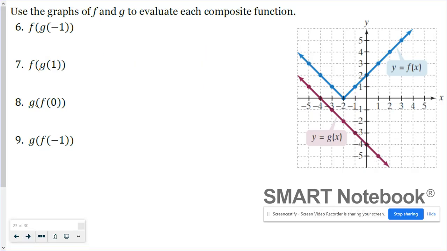Number 8, start on the inside. F of 0. F is in blue. Find that point. So when x is 0, y is 2. So now this is g of 2. Find it on the graph. G is in red. Find where x is 2. The y value there is negative 6.